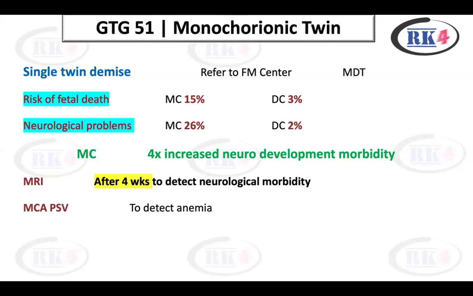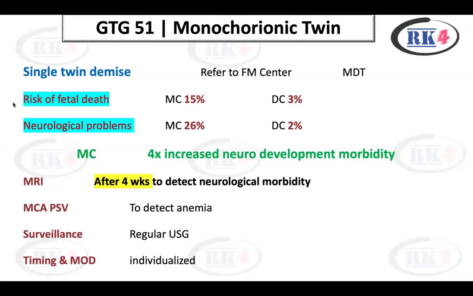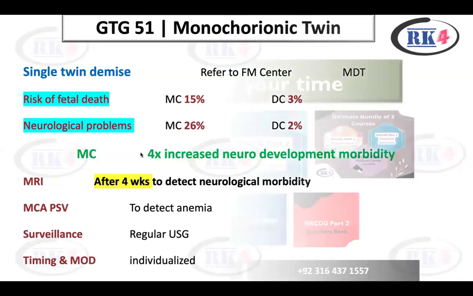And meanwhile, you want to be vigilant whether the surviving baby develops anemia. So you will apply the middle cerebral artery peak systolic velocity and check the Dopplers. And the baby should have regular surveillance with the help of ultrasound, and timing and mode of delivery will be individualized according to the patient's condition. All right. So that's all.